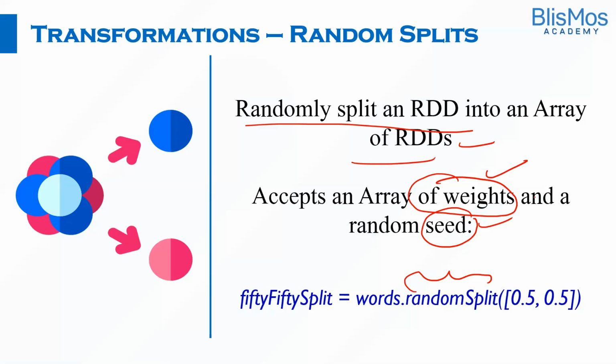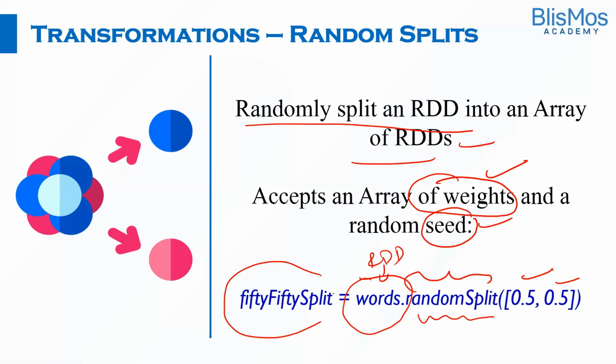That is the reason. So what we are doing is we have taken an RDD named words and we are randomly splitting that based on this weight and the seed value. And in this, we will get two arrays having 50-50% of the words from this RDD.